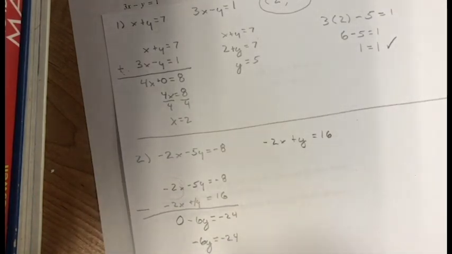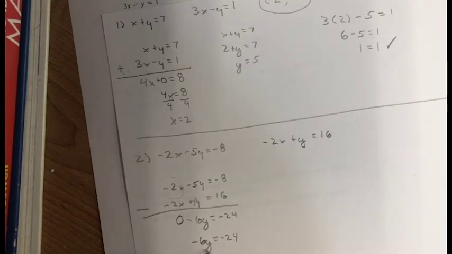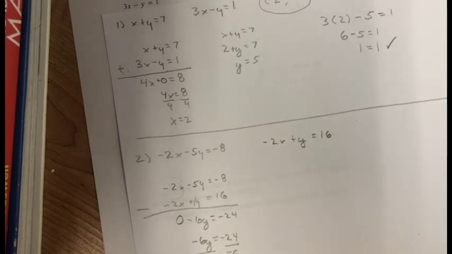So I've subtracted my equations, and now it says in step 3, we need to solve the new equation for the remaining variable. So all I have to do now is take this and divide by negative 6 to solve for y. When I do, I get that y is equal to a positive 4.